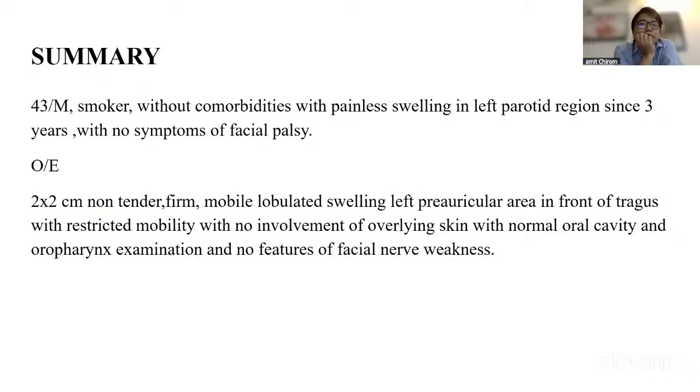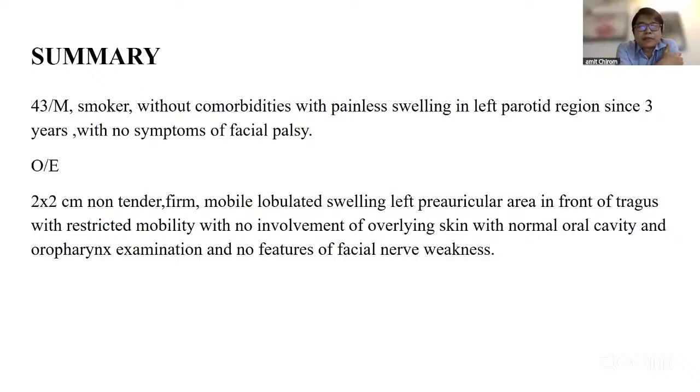Is this age group fitting in Warthin's tumor? Age group, no, sir. It is seen in elderly, usually 60 to 70 years of age. And consistency also, usually cystic, soft. Cystic, it will be cystic, yes. So clinically it will or usually involve the tail of the parotid, sir. Okay, so it doesn't fit into any of the characters of Warthin's tumor.